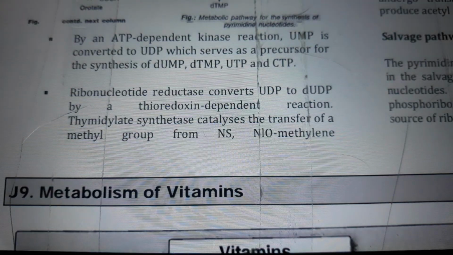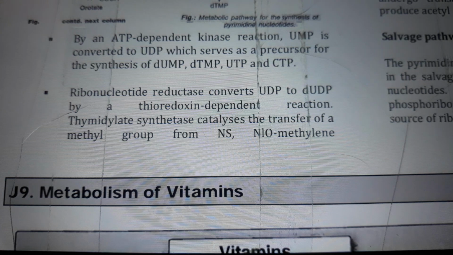By an ATP-dependent kinase reaction, UMP is converted to UDP, which serves as a precursor for the synthesis of dUMP, dTMP, UTP, and CTP. Ribonucleotide reductase converts UDP to dUDP by a thioredoxin-dependent reaction.